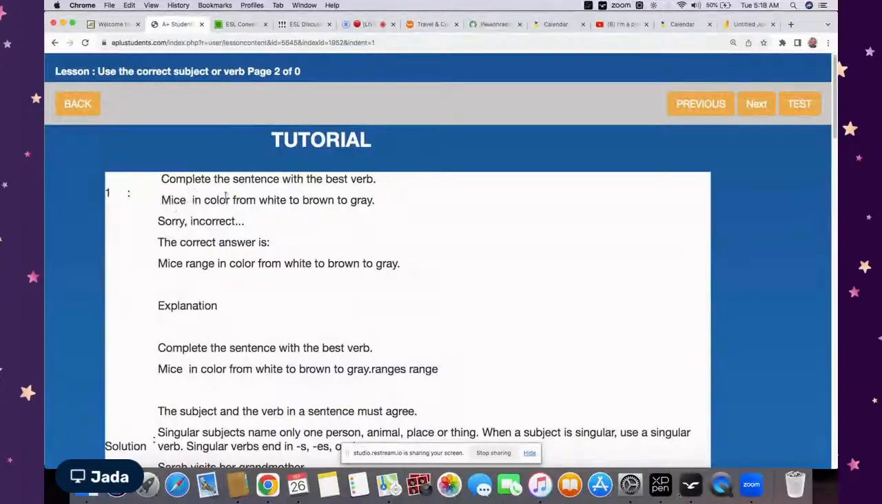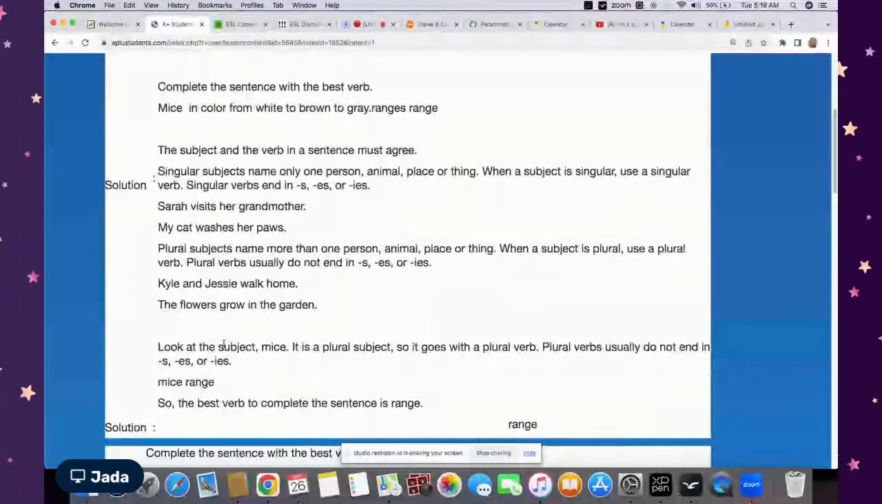All right, and then it goes with a plural verb. Plural verbs usually do not end in s, es, or ies. So mice range. All right. Since it's a plural subject, it's going to be a plural verb. So it's going to be mice range, not ranges with s.